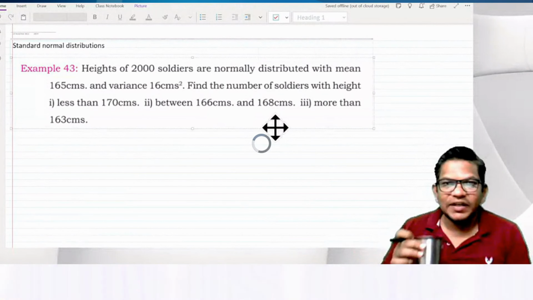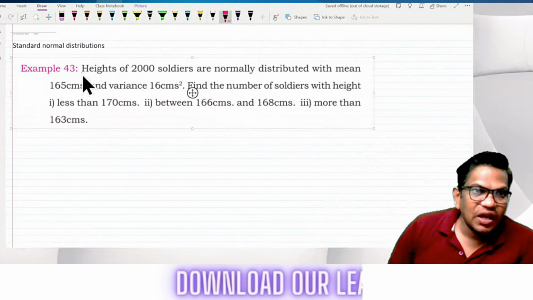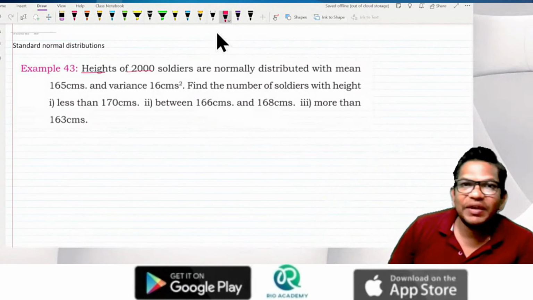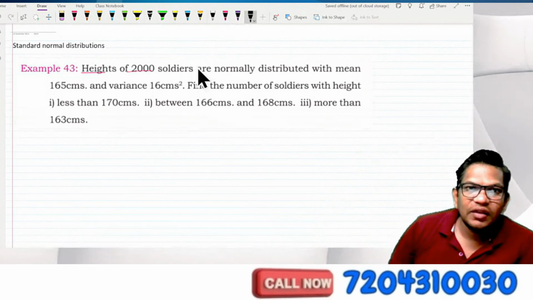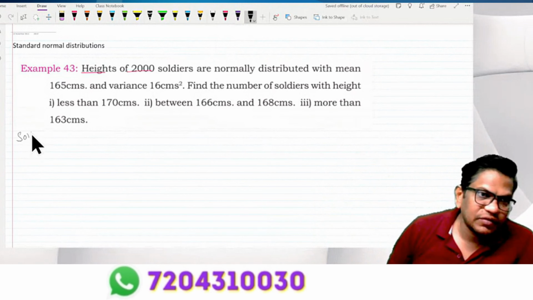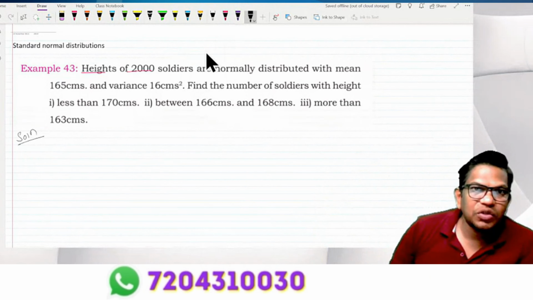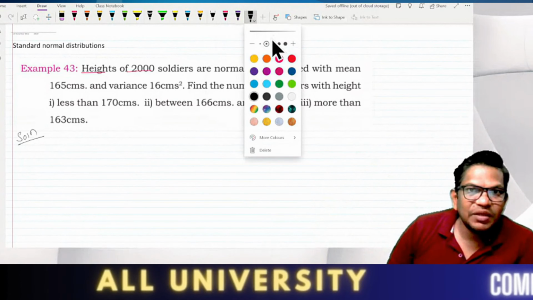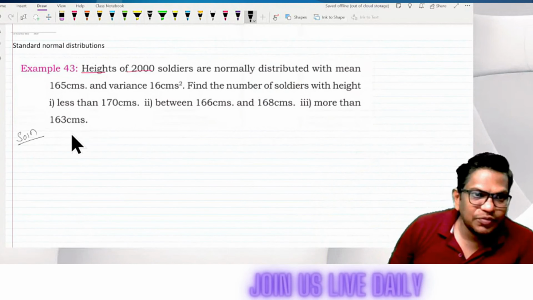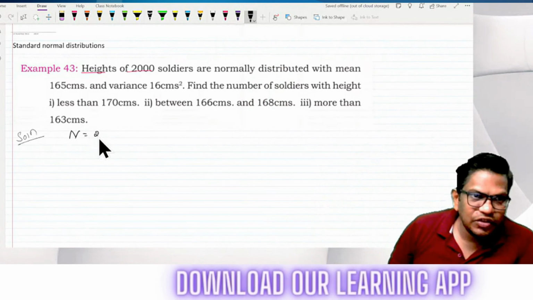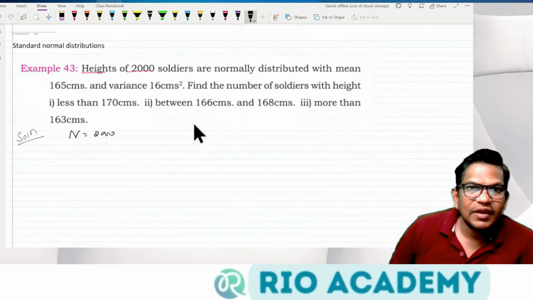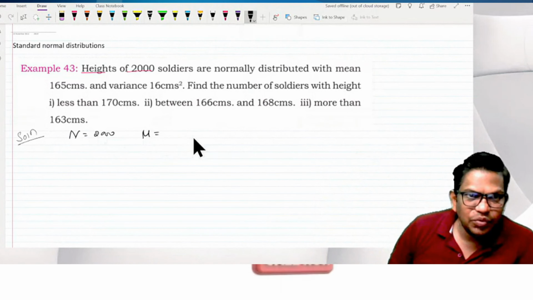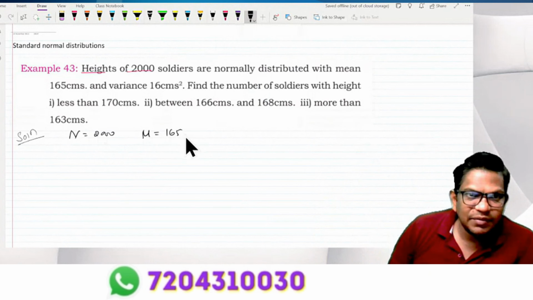Question: height of 2,000 soldiers. I mean, this is a big N. Okay, this is a big N now, 2,000 soldiers. Height of 2,000 soldiers are normally distributed with the mean. What is the mean, my dear student? Mean is mu. N is 2,000. Correct. And the mean, that is mu, is 165 centimeter.